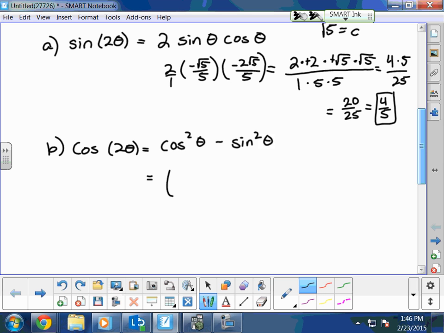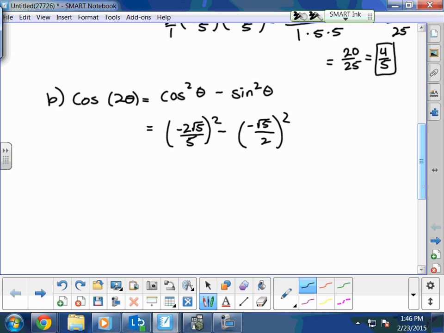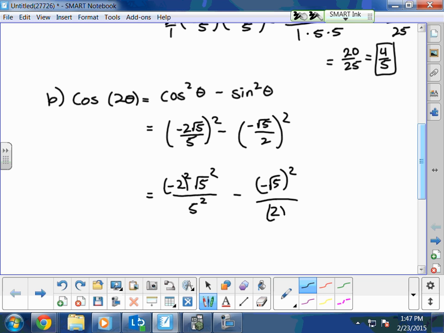Looking for my identity above, you'll have negative, let me go ahead and write this a little bit neater. Negative 2 square root of 5 divided by 5, squared, minus negative square root of 5, squared. Now, what happens here? Everything gets squared. Negative 2 squared, square root of 5 squared, 5 squared. The square distributes to all of it. Same thing here. Negative 5 squared. And this becomes 2 squared.